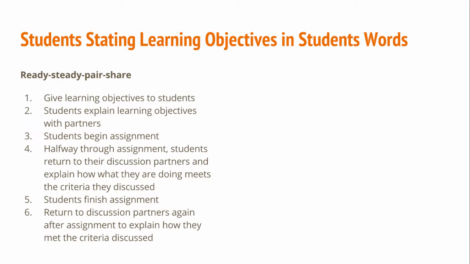And again, this is a high level on Bloom's. This is evaluating. The students now are looking at someone else's and their own work and evaluating, am I meeting the criteria? And again, this is going to be easier with rubrics, but right now we're focusing on learning objectives. So the students go back and finish their assignment, and then they redo it again at the end. They come back in partners and discuss, did I meet the criteria or did I not meet the criteria?